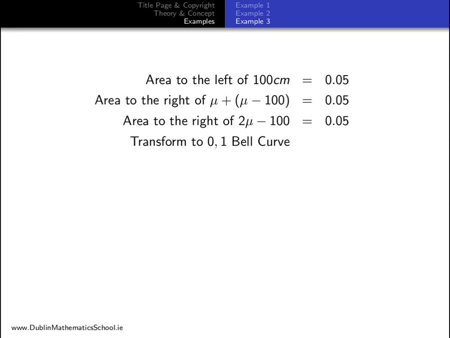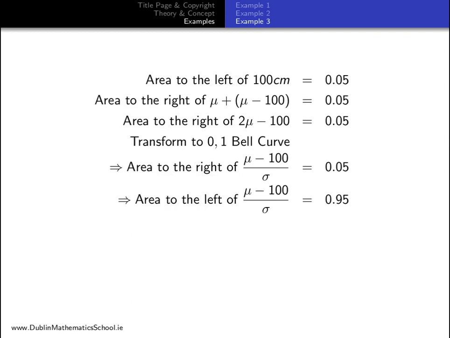Transform into a 0,1 bell curve, similar manner as seen in previous examples, and we have area to the right of mu minus 100 over sigma is equal to 0.05. In the numerator we had 2 mu minus mu, and we're just left with mu, and dividing by sigma. Equivalently, the area to the left of mu minus 100 over sigma is equal to 0.95. That means mu minus 100 over sigma must equal 1.65, since the table book tells you that if z is 1.65, the area to the left of it is 0.95. A little bit of algebra gives us 1.65 sigma minus mu equal to minus 100.